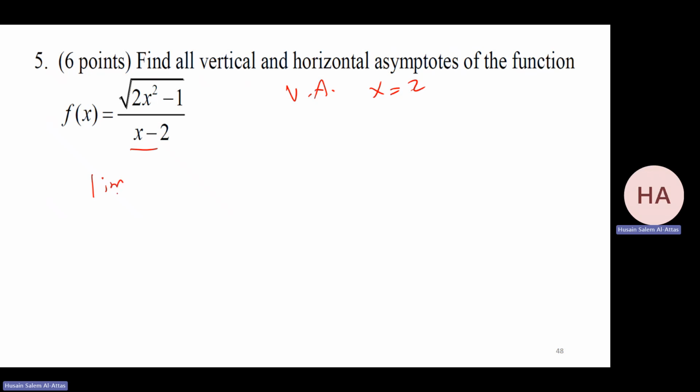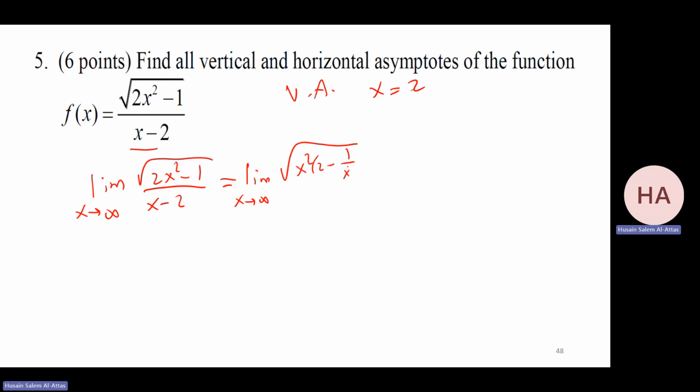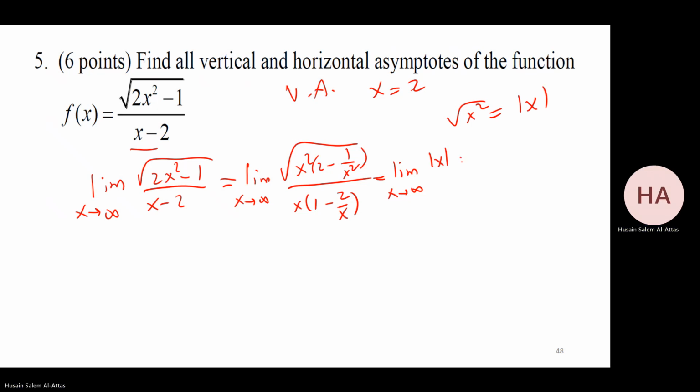Horizontal. I need to check limit. X goes to infinity and x goes to minus infinity. So this will be what? 2x squared minus 1 over x minus 2. And that will be square root. I need the limit. Don't forget the limit. X goes to infinity. I'll do common factor. X squared, 2 minus 1 over x squared. Do it also in the denominator. That will be limit. X goes to infinity. Square root of x squared, which is absolute value of x. So I have absolute value of x.